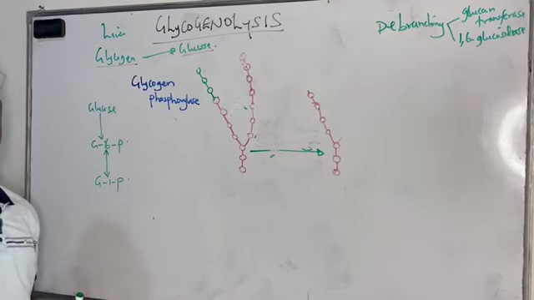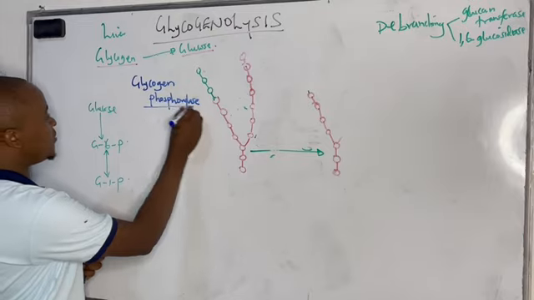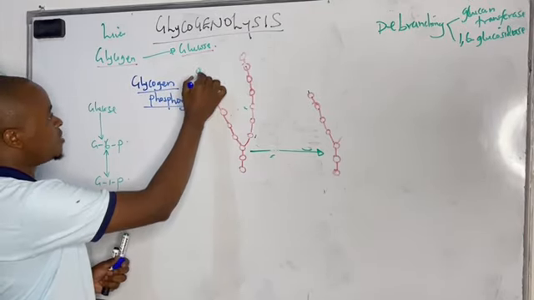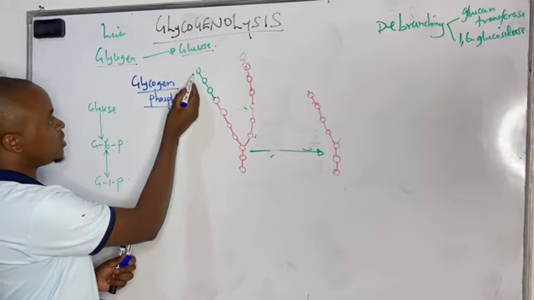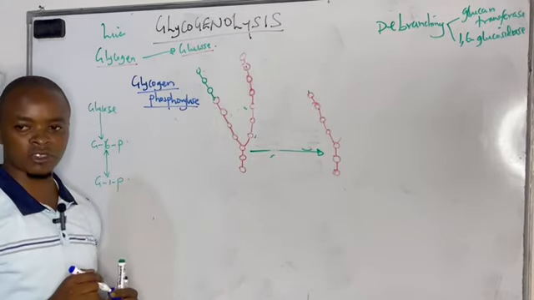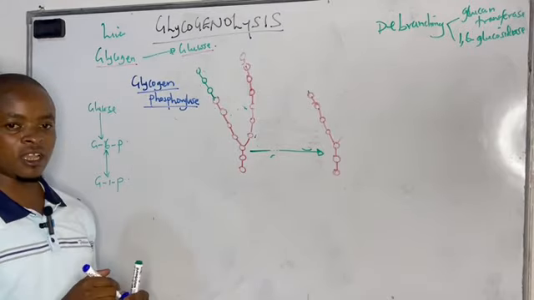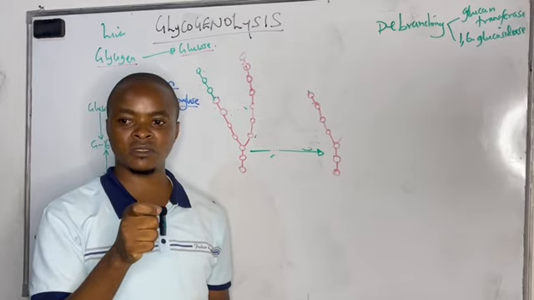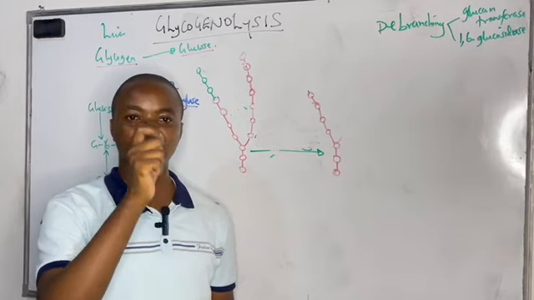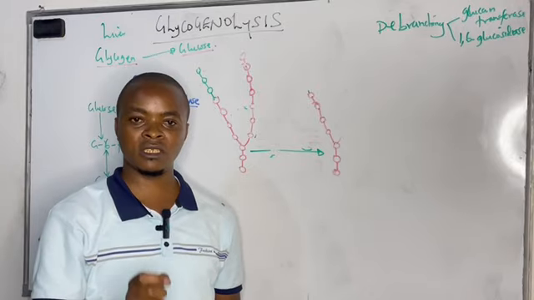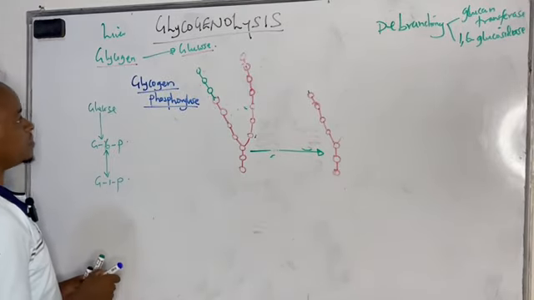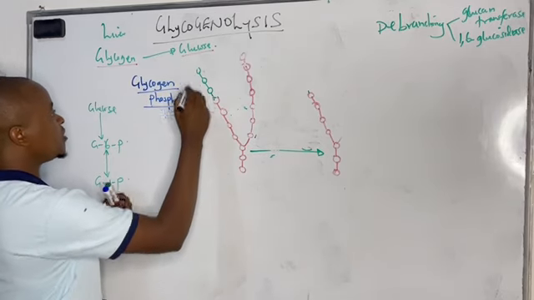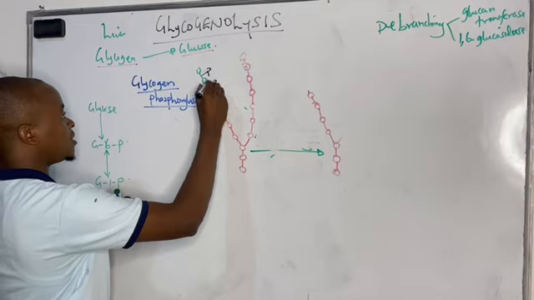And how does it do it? This glycogen phosphorylase enzyme breaks the alpha-1,4-glycosidic bond between glucose molecules by addition of a phosphate group. That's why we call it phosphorylase. Phosphorylase means it has phosphate groups. It keeps adding phosphate groups in the glycosidic bond, hence separating the glycogen. So we see this enzyme coming and adding phosphate groups in the alpha-1,4-glycosidic bond.